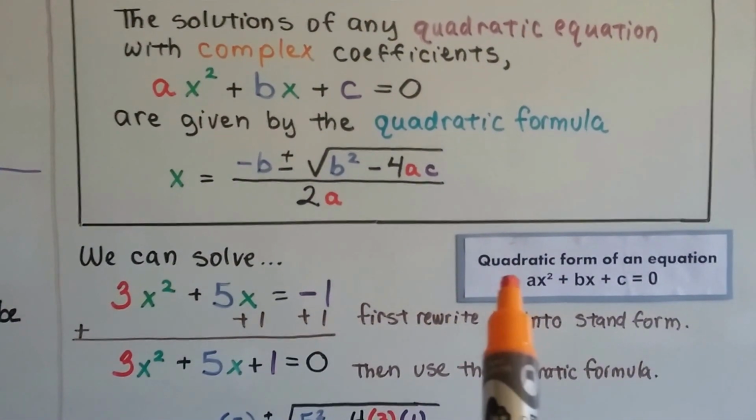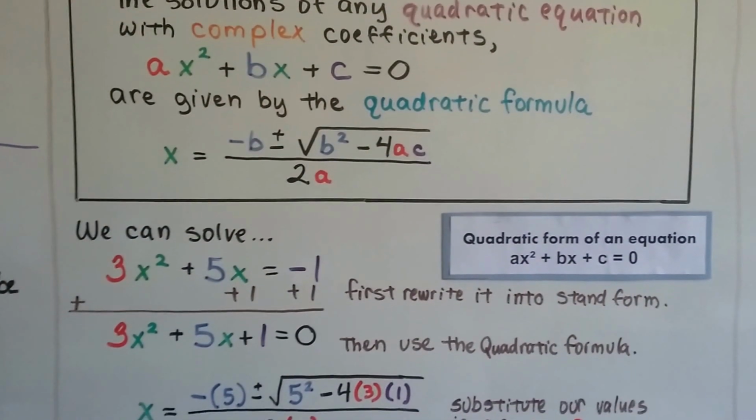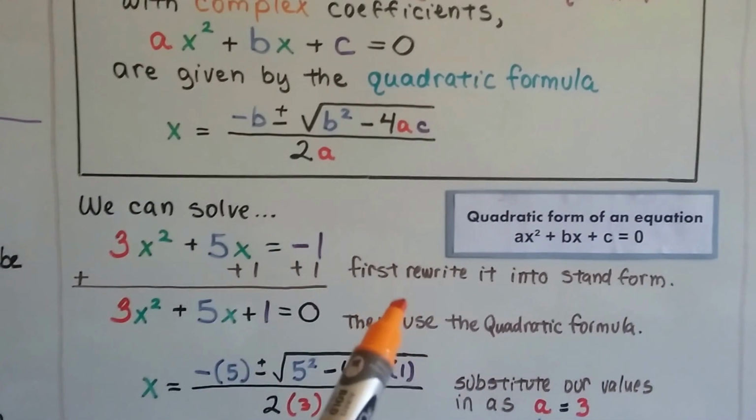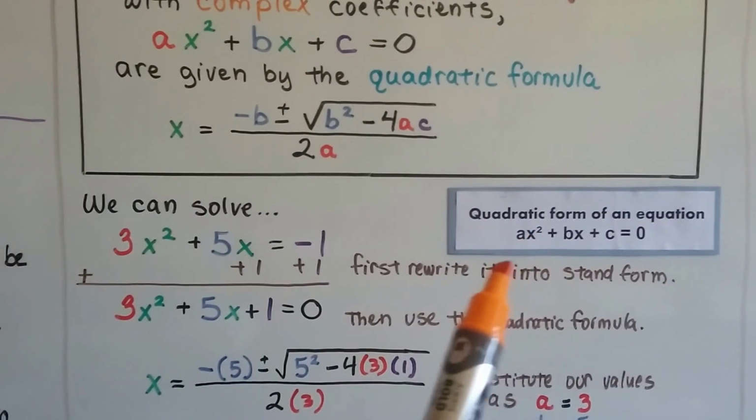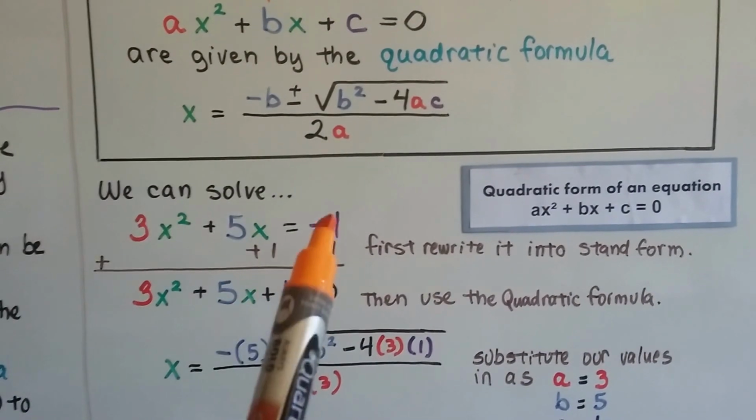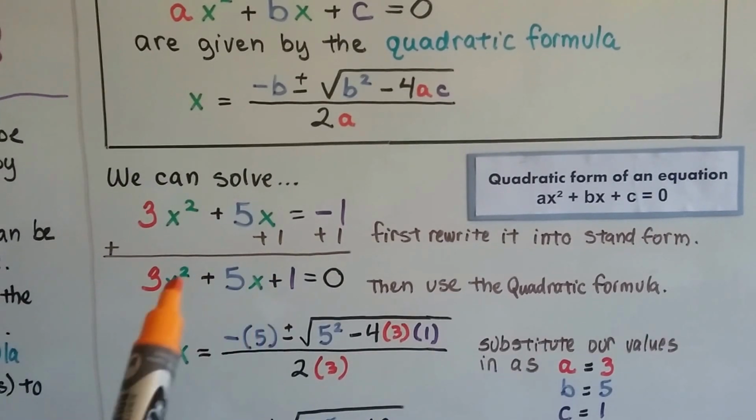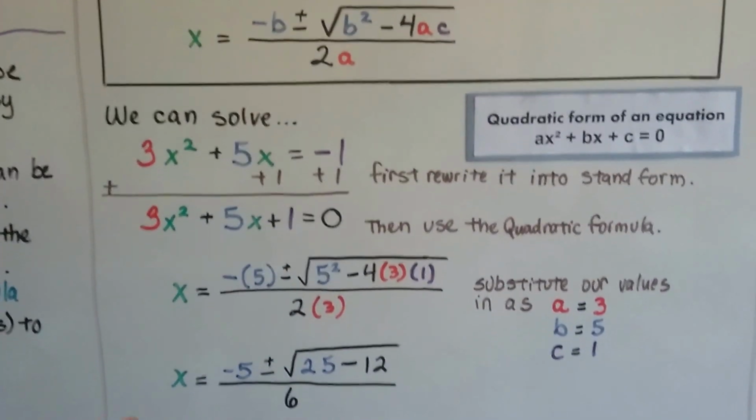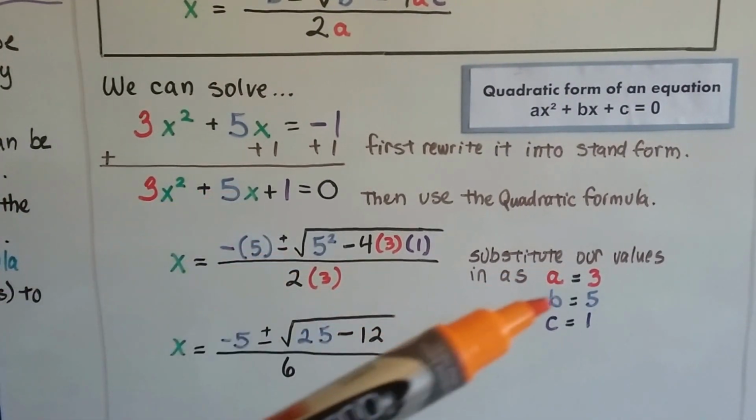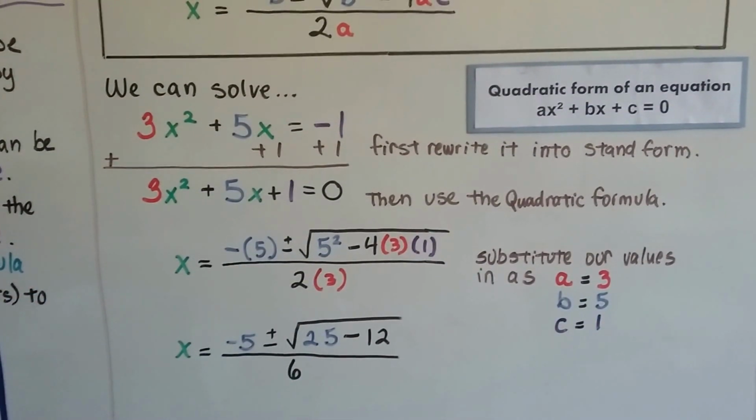Here's the standard form of a quadratic equation, ax squared plus bx plus c equals 0. So we can solve this quadratic equation right here. First, we're going to rewrite it into standard form, so we need to set it equal to 0. We add 1 to each side of the equation, an additive inverse, and the 0 pair becomes 0, and now we have a plus 1 over here. Now it matches that form. We're going to use 3 as our a, 5 as our b, and 1 as our c, and substitute everything into the formula.